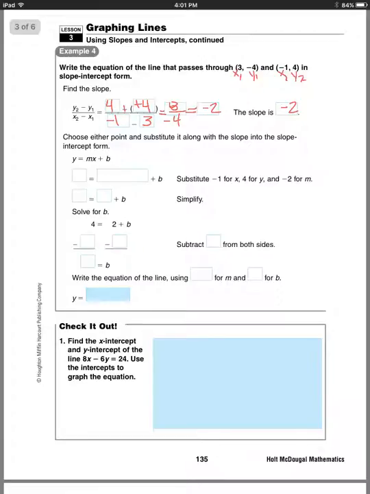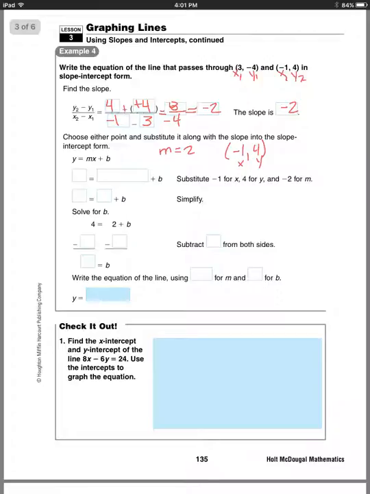Now we need to choose either point, either our x1, y1, or our x2, y2, and substitute it along with the slope into the slope-intercept form. So we're going to take y equals mx plus b. We know our slope, or our m, equals -2. And then we're going to choose either (3, -4) or (-1, 4). It doesn't matter which one you choose. Let's just use (-1, 4), because that's what they use in this example, and I don't want you to get confused. So we're going to use (-1, 4), and this is our x, and this is our y.